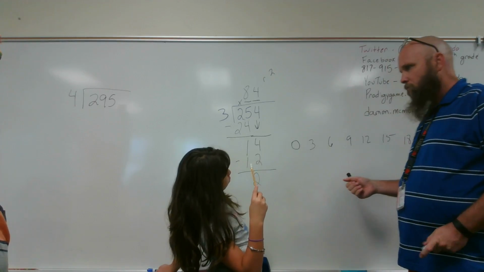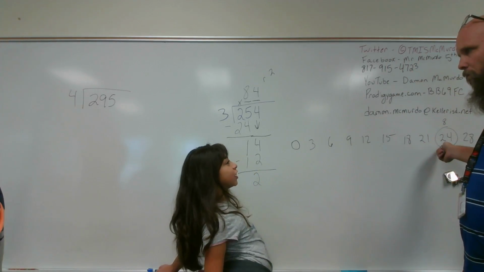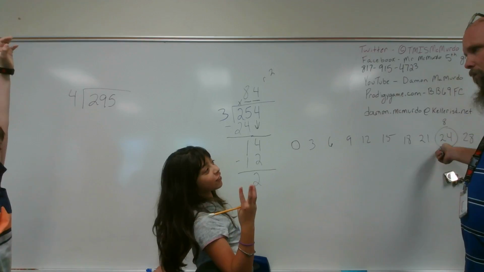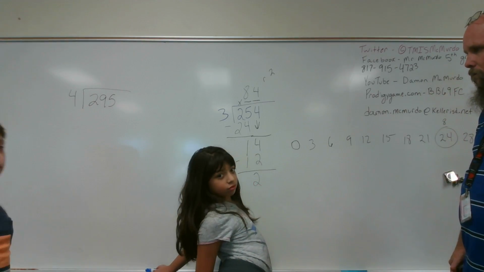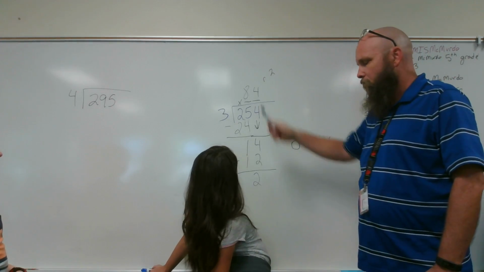22. No, 24. But you said 3, so you subtract 3 down. 3 times 8 is 24. See? So they could each get $8. Yay, money.